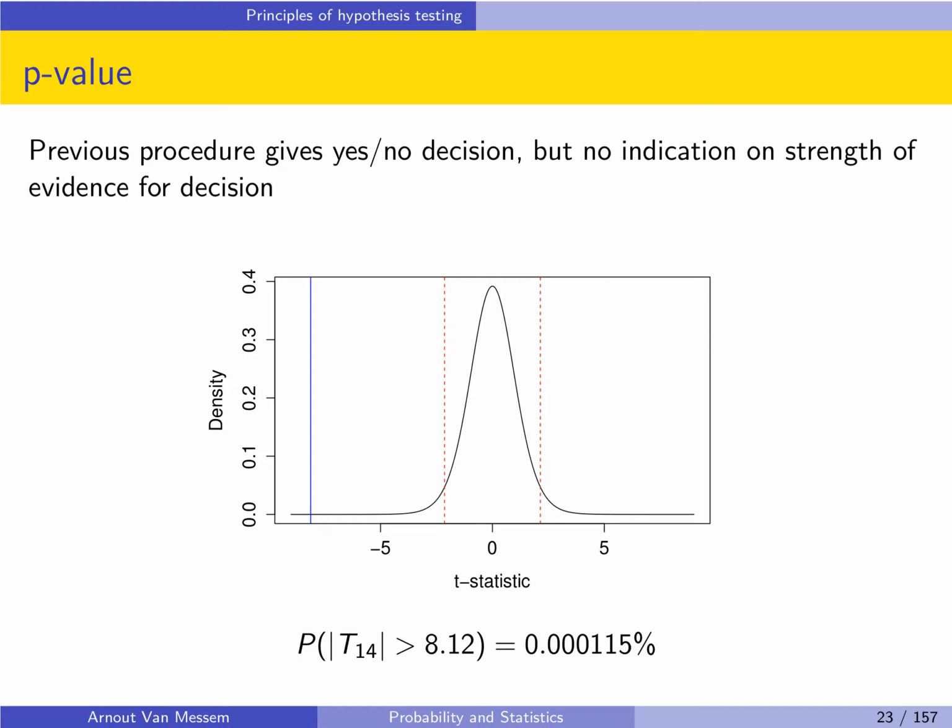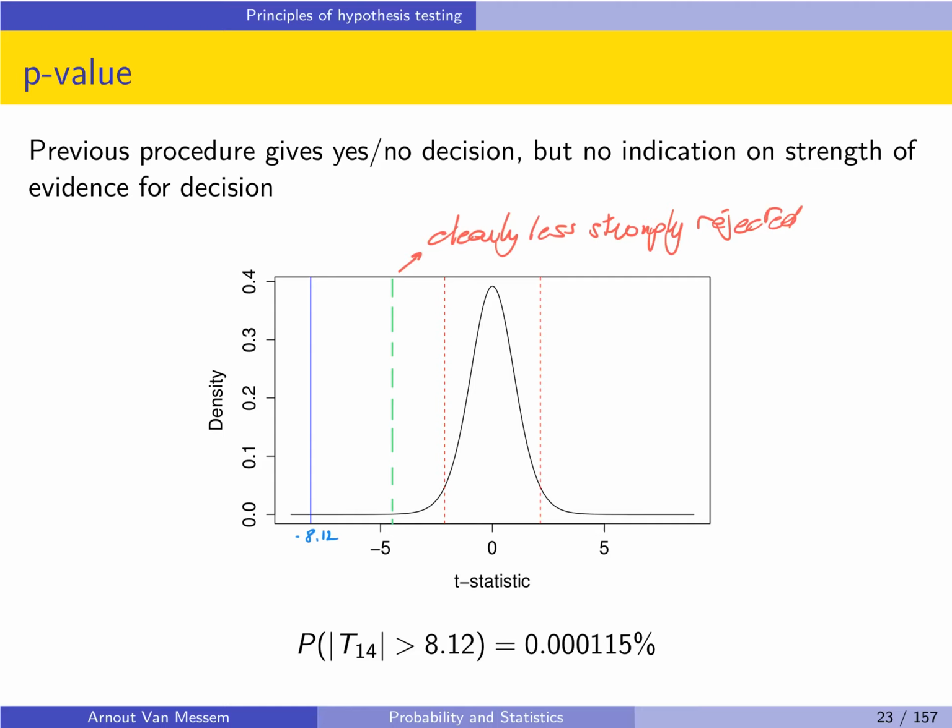Take a look again at the distribution of the captopril example, and assume that our test statistic was not the blue line, but the green dotted line. In that case, it is clear that the green line is still rejected. So if we find this, we will still reject the null hypothesis, but it is less strongly rejected than when we found the value of minus 8.12, which was the blue line, because the blue line is farther away from the center. So it is more likely to find the green line than it is to find the blue line. So we will more strongly reject the null hypothesis in the case of the blue line than in the green line.